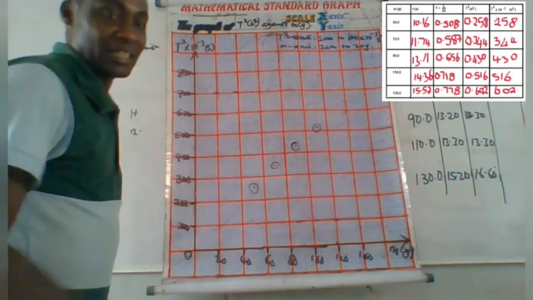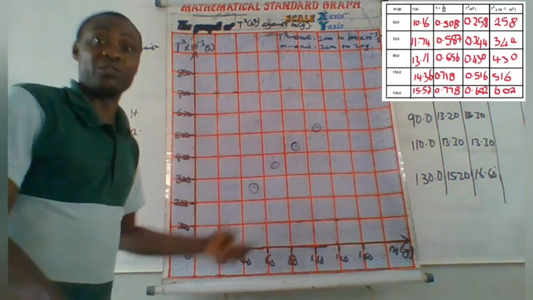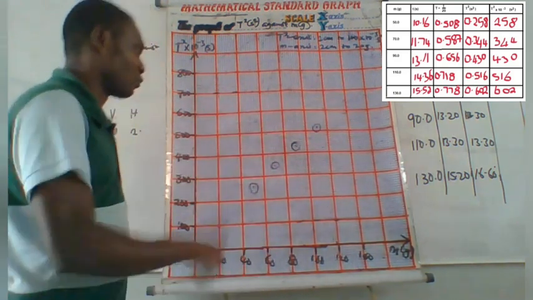And finally, 602. We can't get 602 from here. It's going to be very close. So we just put it on 600. And we're plotting against 130. So we go to 130.